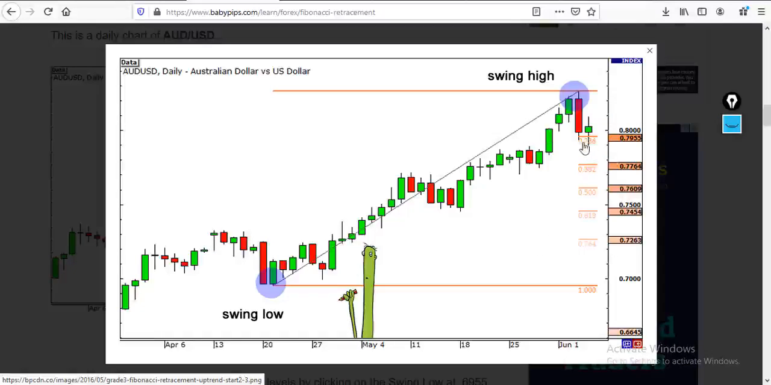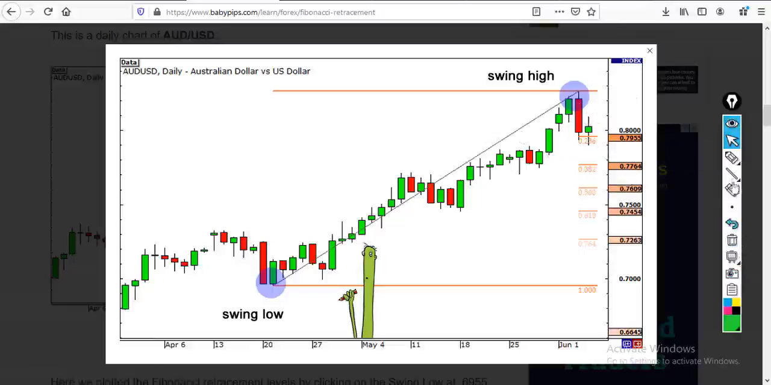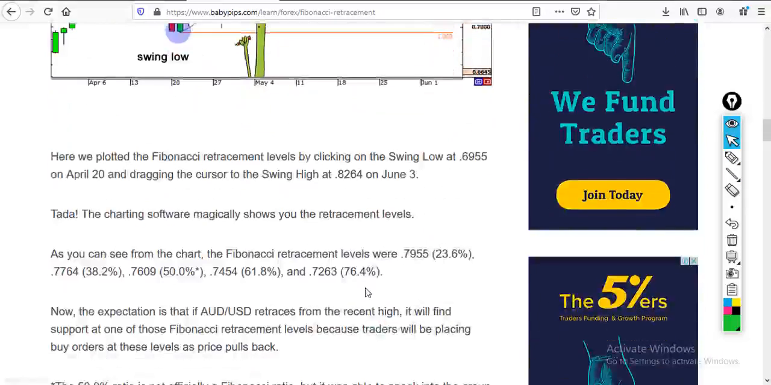There is the 0.236, 0.382, 0.500, 0.618, 0.764, and 1.0. And there are different price levels written beside them, where prices will likely retrace to before continuing their upward momentum. From the chart we see price tends to drop down a little bit to the 0.236 area. So let's continue to see what we'll learn further from this.